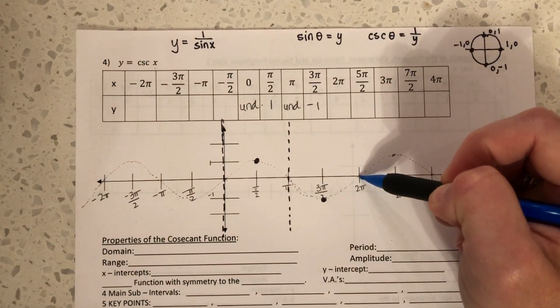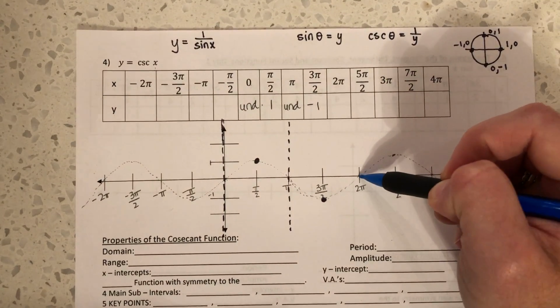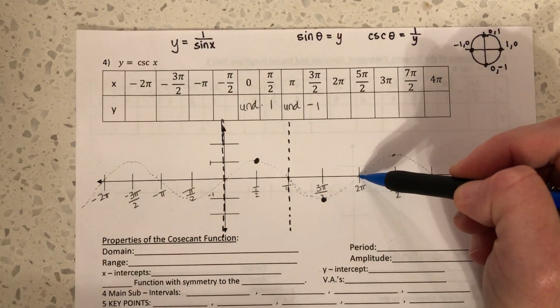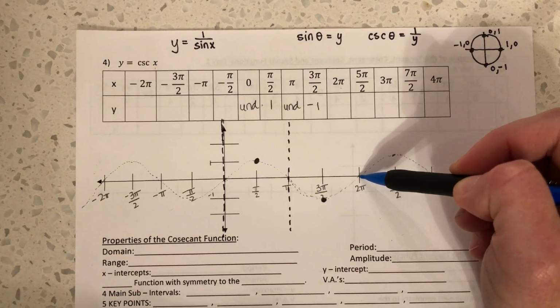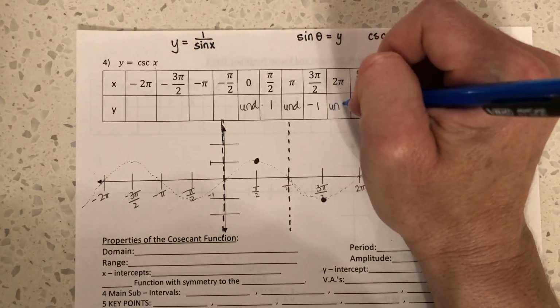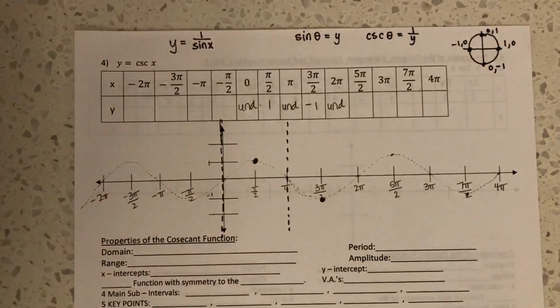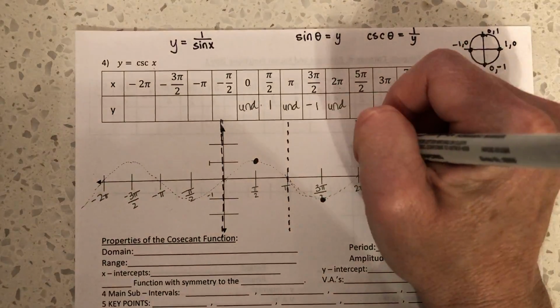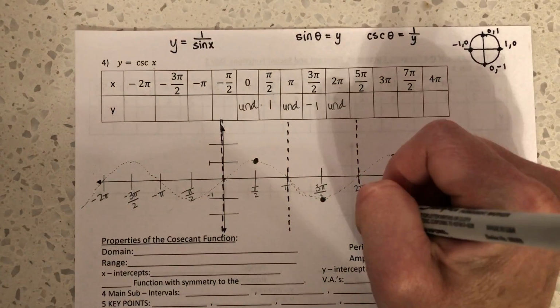When 2 pi went into the sine function, 0 came out. So when 2 pi goes into the cosecant, the reciprocal of 0 comes out, which is undefined. So there's another asymptote. There's another asymptote on the graph of cosecant.